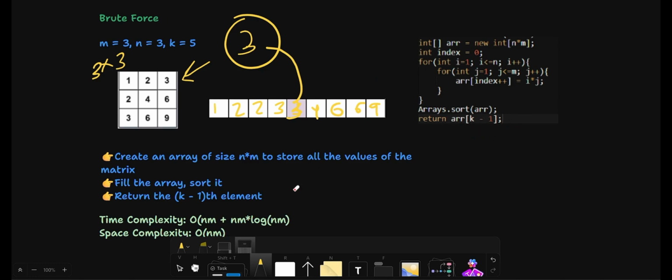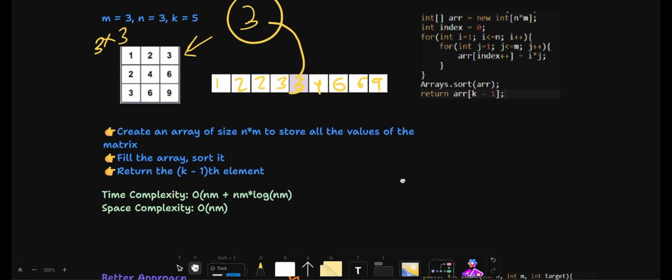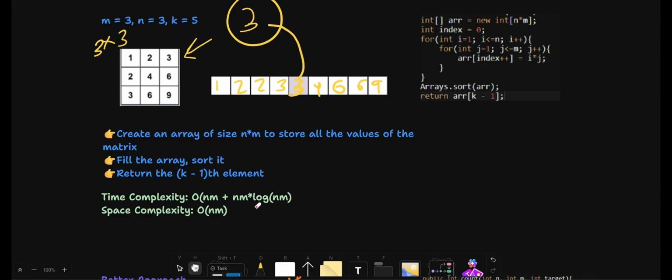Let's see the time complexity and space complexity for the same. The time complexity for filling is n cross m, and for sorting the array it is nm log nm, because the size of the array is nm. So this is the time complexity, and as we are using an n cross m external array, the space would be n cross m. Let's see what we can optimize from this brute force method in a better approach.